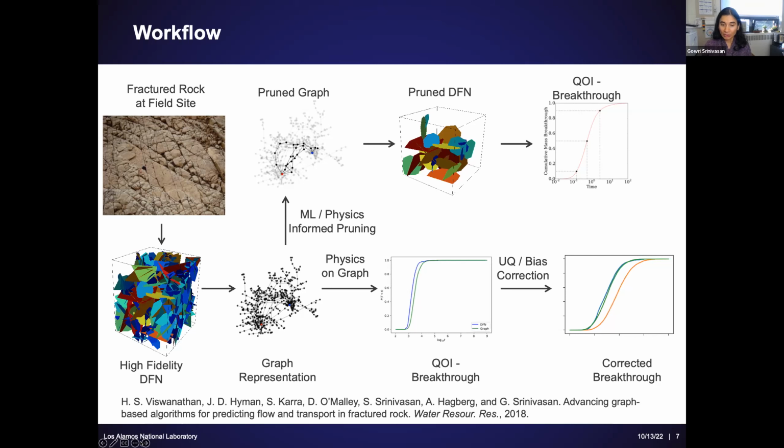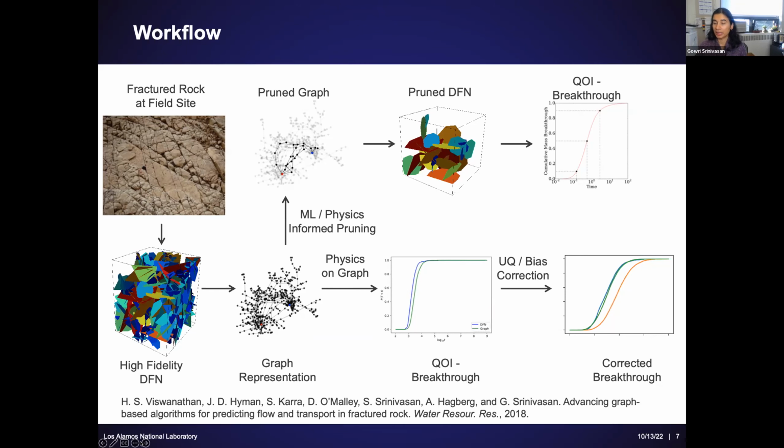So going from what reality is, we have a high fidelity DFN representation of one such instance of what we think it might be. And I already talked to you about a great way to reduce the complexity of this problem, yet retain the topology information, which is this graph representation. So now we've moved from reality to the DFN model, which is really complex, to a much simplified graph representation. Now, what do we do?